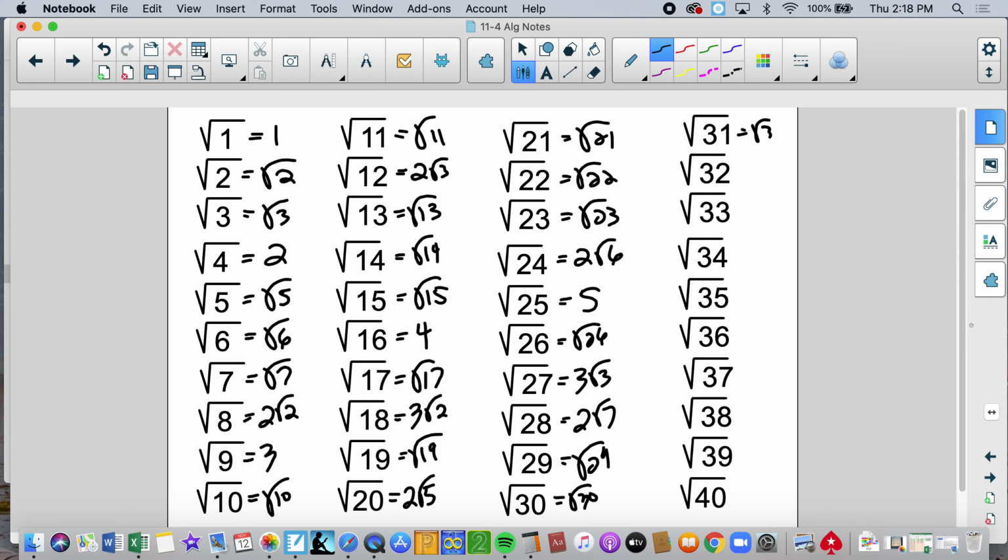Rad 31 is prime. Rad 32 is not only 4 and rad 8, but let's get bigger, 16 and 2. So rad 16 times rad 2 becomes 4 rad 2. Rad 33, rad 34, rad 35, rad 36 is 6. Rad 37 is prime. Rad 38 has no perfect square factors. Rad 39 has no perfect square factors. And rad 40 is 4 times 10. Rad 4 times rad 10, so that's 2 rad 10.